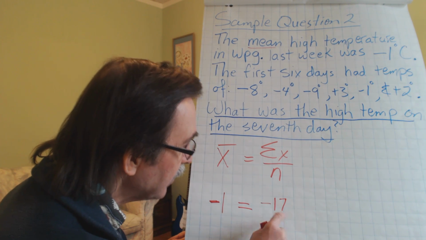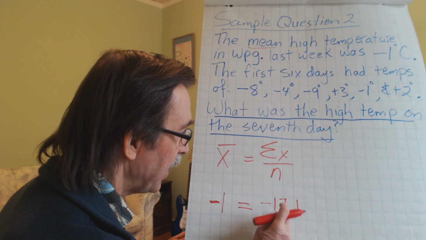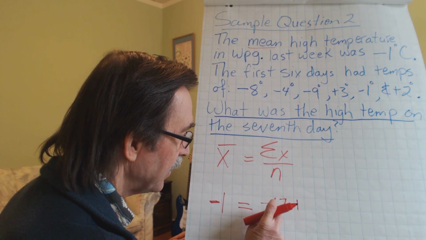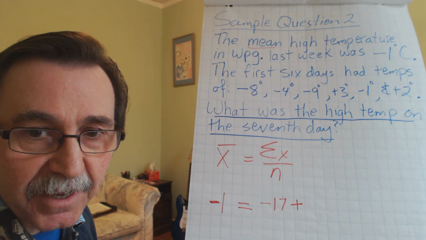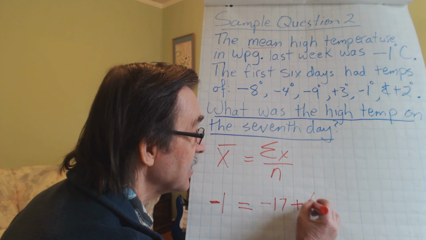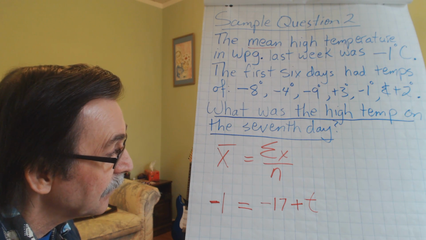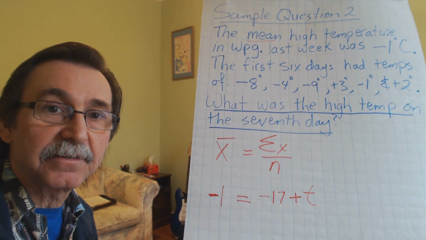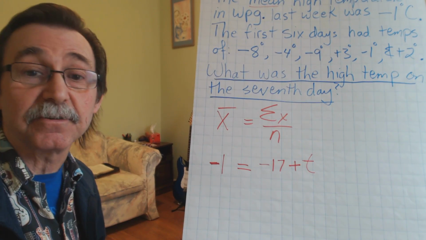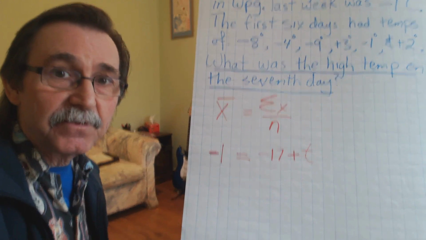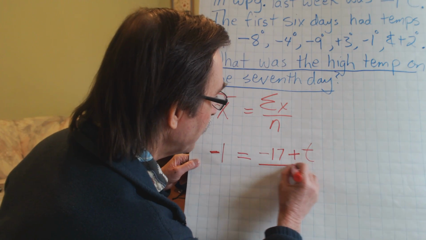So -17 plus, remember that's the 6 days, plus an unknown temperature on the 7th day. Let's call that the letter T. The letter T is going to represent what we don't know. And that's a great letter because T for temperature. So -17 plus T, all divided by, remember what N is?